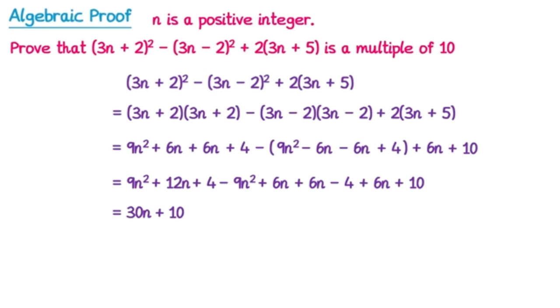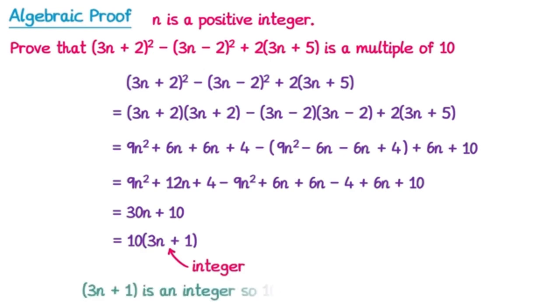So remember in this question we were trying to show it was a multiple of 10 this time. To do this we need to factorize out a 10. So it'll be 10 lots of (3n plus 1), since 10 multiplied by (3n plus 1) is the same as 30n plus 10. So just like in the previous proof, since n is an integer, 3 lots of n plus 1 is also an integer. So we can finish this proof by writing 3n plus 1 is an integer, so 10 lots of 3n plus 1 is a multiple of 10.